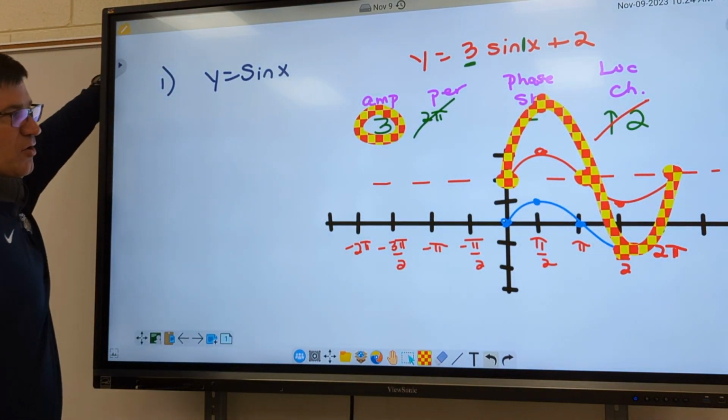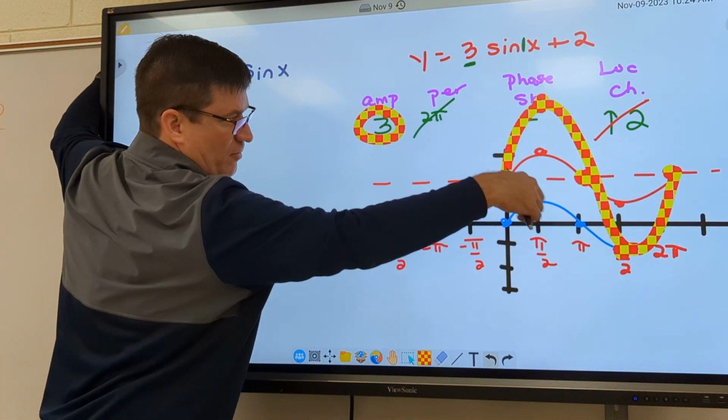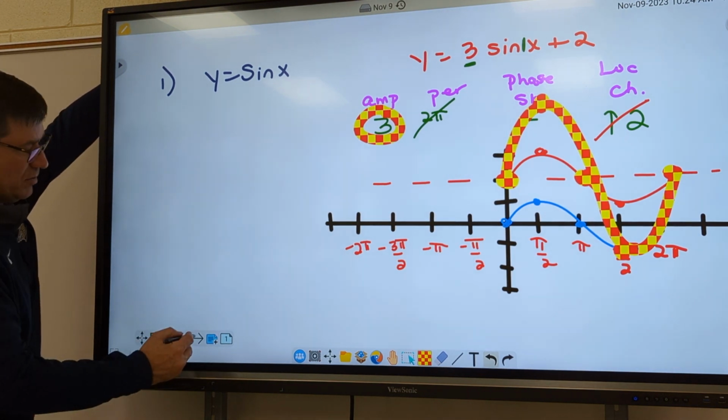All I'm going to have to grade on your paper is your colored graph, because if that one's right, everything else has got to be right. Let's do another one.